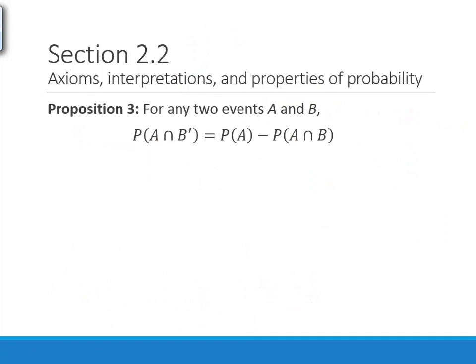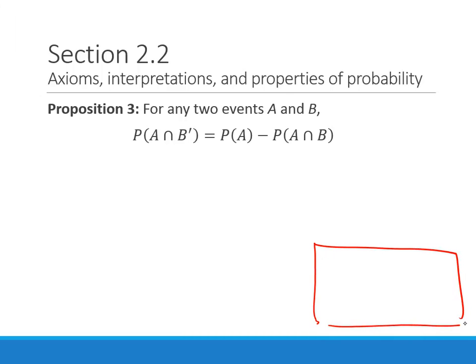Moving on. For any two events A and B, so these events A and B can be anything, the probability of A intersect B complement is equal to the probability of A minus the probability of A intersect B. So how do we go about proving this? Well, first of all, it can be helpful to draw a picture to see what it is that we're looking at, and use that as our basis for moving forward with a formal proof.